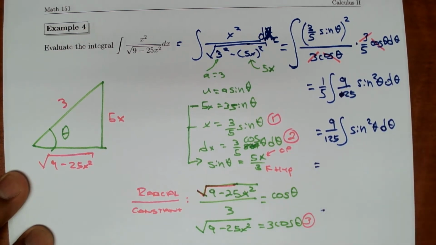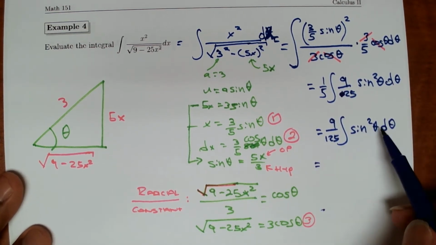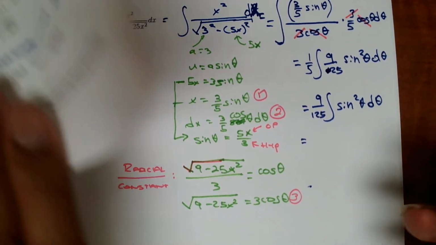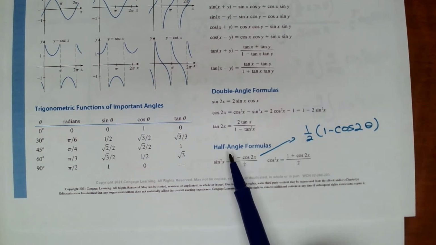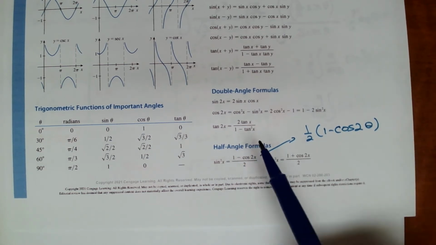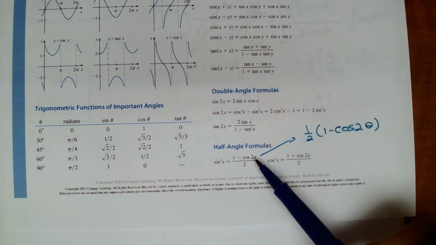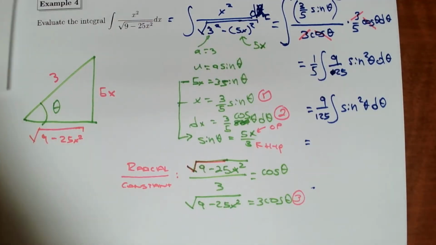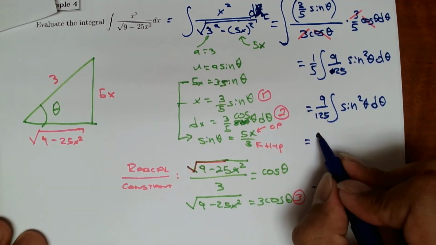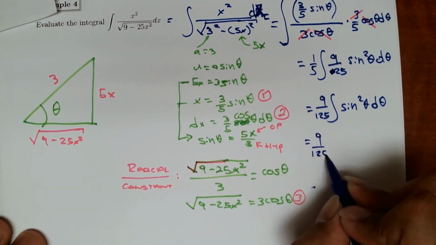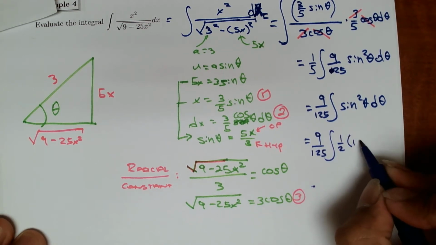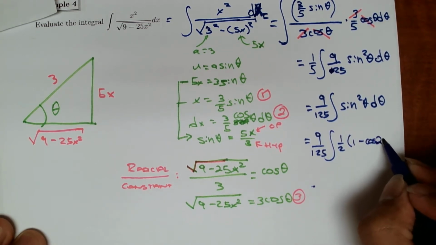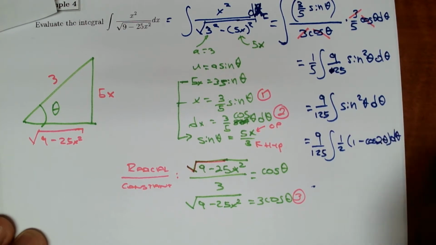In this case, to integrate sine squared, we're going to use the power reduction formula right here. Or, well, it's actually called the half angle formula, but I call it the power reduction formula because we go from square to linear. So 9 over 125 times the integral of 1/2 times 1 minus cosine 2 theta d theta.